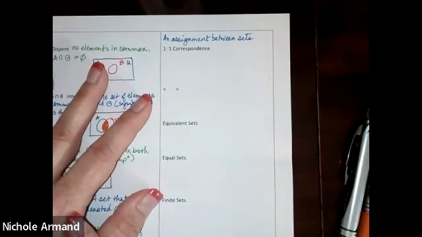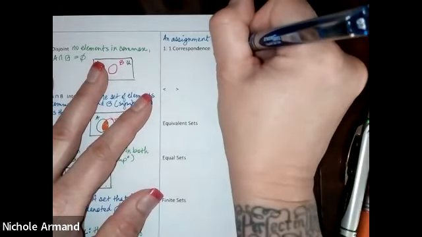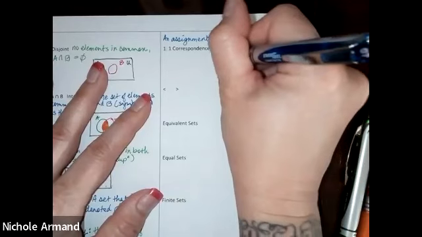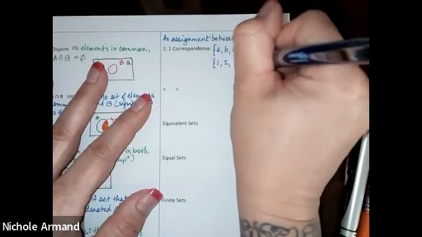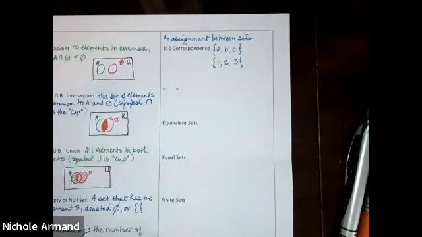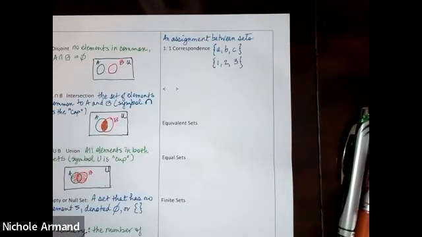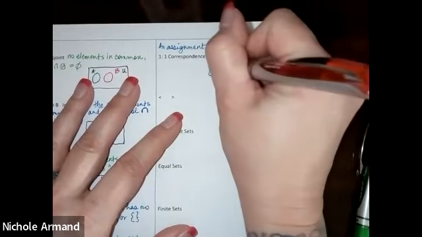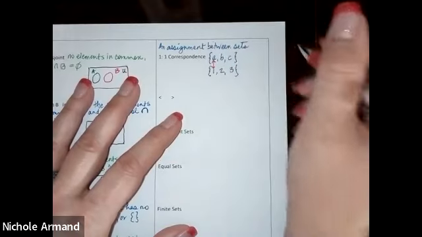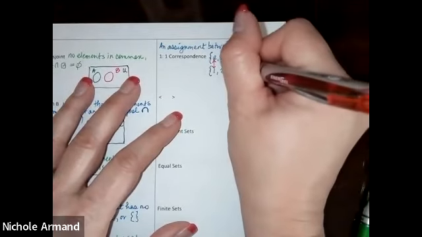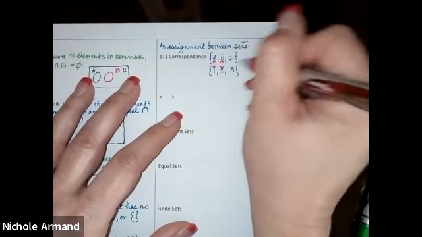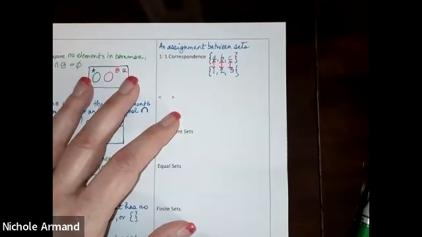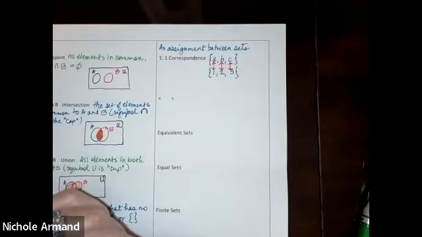So suppose I have the set A, B, C, and I have the set 1, 2, 3. Then I could assign the element A in the first set to the 1 in the second set. I could assign the element B to the 2 in the second set, and I could assign 3 with the C. And this would be a one-to-one correspondence.